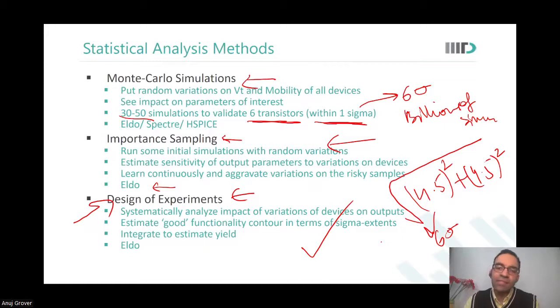Anyway, the PVT at which SNM is worst is different from the PVT at which write is worst, is it not? You anyway have to do a different analysis. You have to have a different stimuli. So it's okay. Not a big deal.